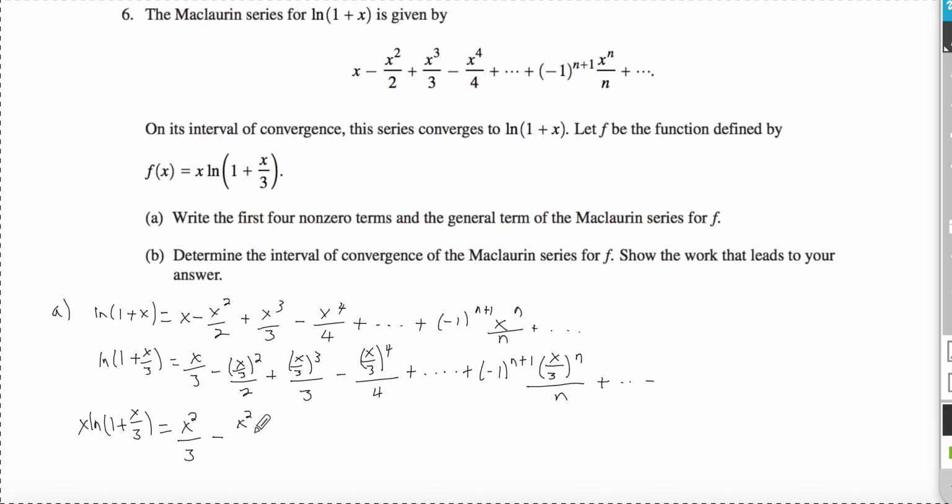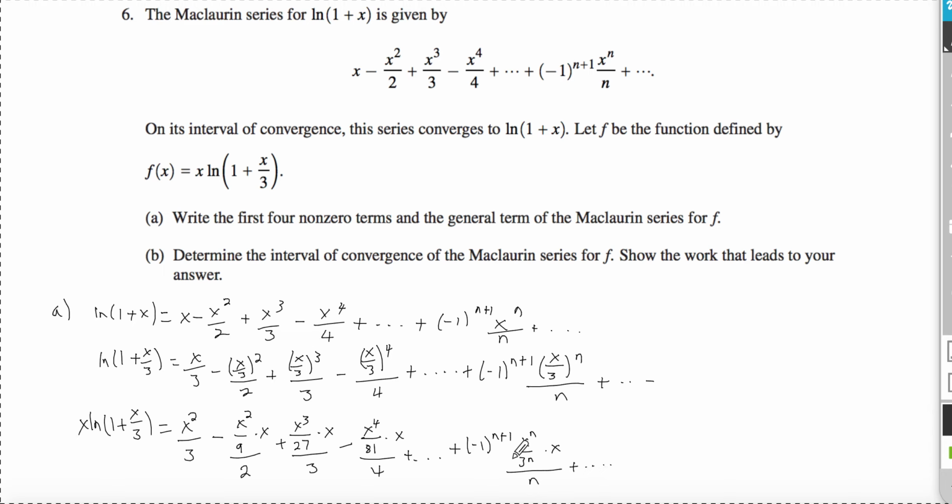This would be x squared over 9 times x over 2. I'll come back to that a little later. Plus, this is going to be x cubed over 27 times an x, because I'm multiplying everything by x now. This part came from my parentheses up here, over 3. Minus, that would be x to the 4th over 3 to the 4th, which is 81, but then that whole quantity times x, since I'm multiplying everything by x, over 4, plus so on and so forth, plus negative 1 to the n plus 1 times x to the n over 3 to the n times x, all over n, plus so on and so forth.